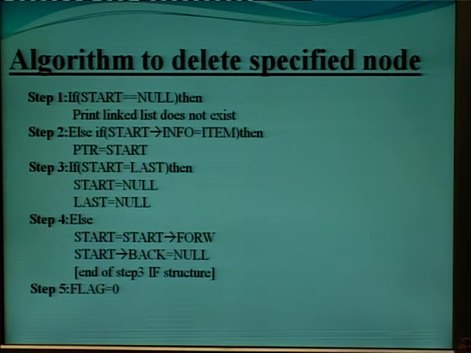Step 1, if start is equal to null, again if there is no node in the list, the underflow condition will work. Else if start information is equal to item, we have to traverse each node. If the first node contains the information of the node we want to delete, then set the pointer to the start. If start is equal to last, then start and last both are set to the null value, and that node is automatically deleted. Else if the first node does not contain the required information, then we have to move to the next pointer. Whenever the value is found, set start forward and start back equal to null.